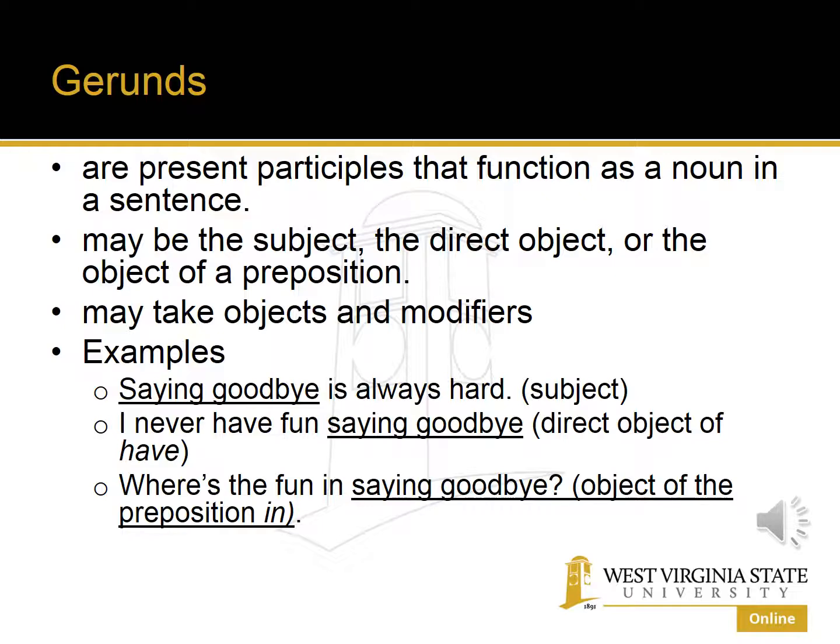Then, in the third example: Where's the fun in saying goodbye? Here we have a preposition, in. And what is the object of the preposition? Remember, the object of a preposition must always be a noun or a pronoun. So the object of the preposition is saying goodbye. The gerund phrase, which is functioning as a noun, is functioning as the object of the preposition in. So that's all there is to phrases. Easy, right?